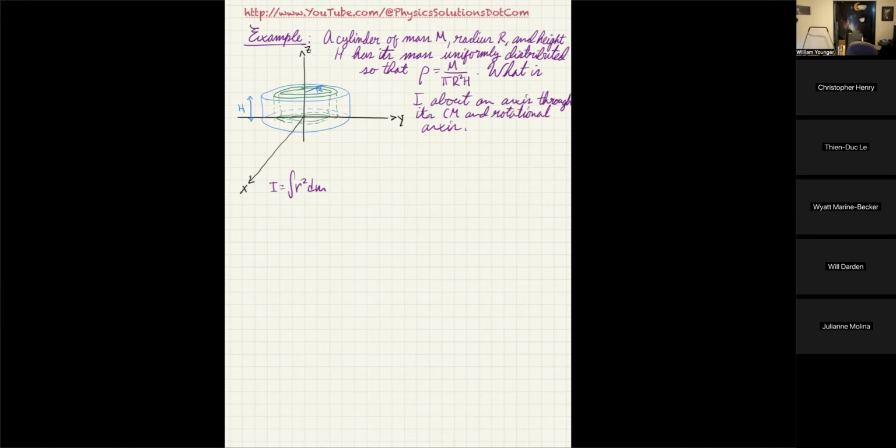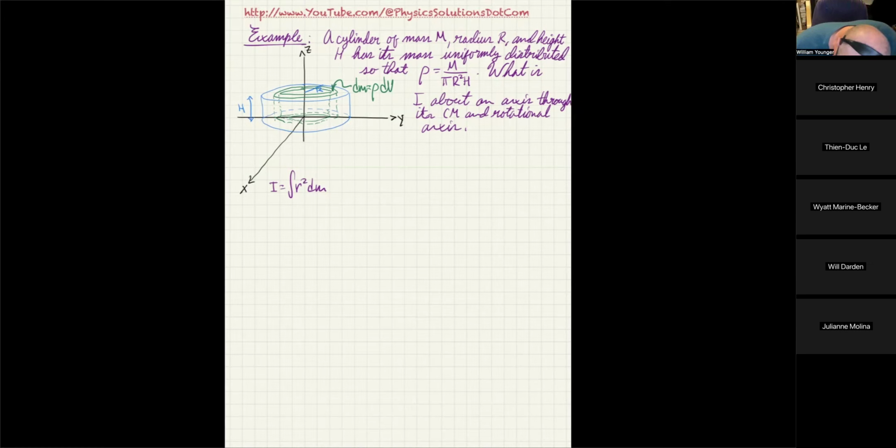So this little thing right here is dm is equal to rho dV. So the dV is going to be, if you looked at the top, you would call that dA, and that dA would be 2 pi r dr. But I need a volume, so I'm going to make that 2 pi r dr, which is the area of that little ring on top. I'm going to multiply that by h, and that's going to give it to me.